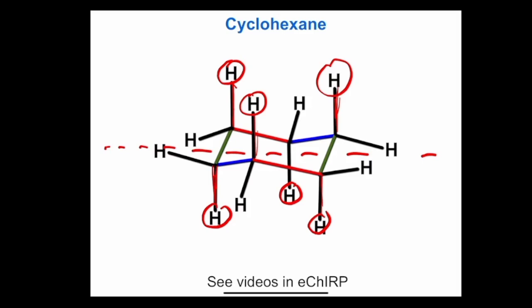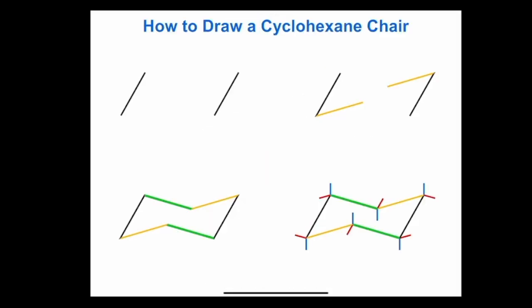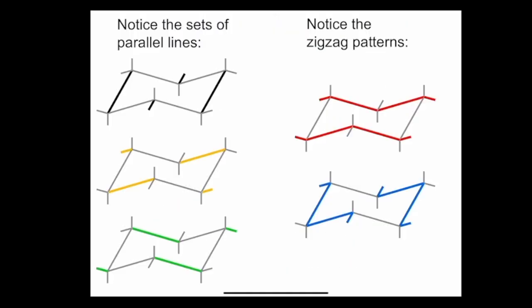To draw this ring structure correctly, look at the bonding angles. Notice the cyclohexane chair is made up of a series of parallel lines. That's why this structure matters, because when we build it up, the two yellow lines are parallel to each other. Two green planes, also parallel. The two black ones, also parallel. And those parallel angles will also extend out into the equatorial ones. So drawing your structure correctly requires you to practice this point by point. We have a couple of different videos of this on the eChirp.